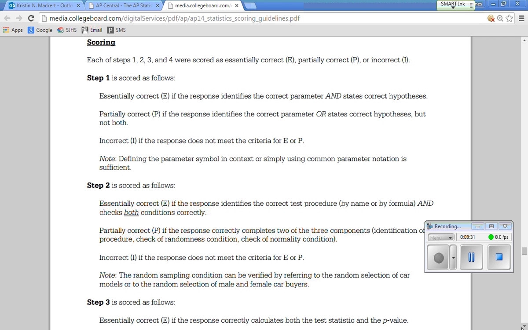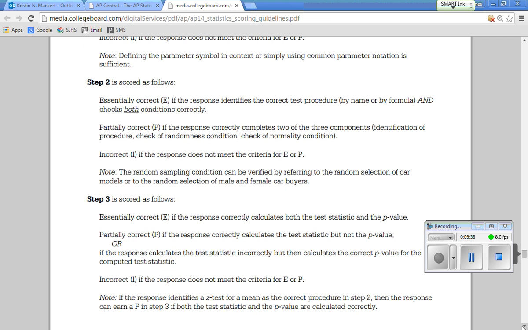Okay, step 2. So hopefully everybody got that part as an E. Essentially, you identify the procedure, which just means that you have to say the words matched pairs t-test, and you have to check both conditions, the randomness and the nearly normal condition. Step 1: defining the parameter symbol in context is sufficient. Just saying mu is okay, just using the mu rather than the x bar.